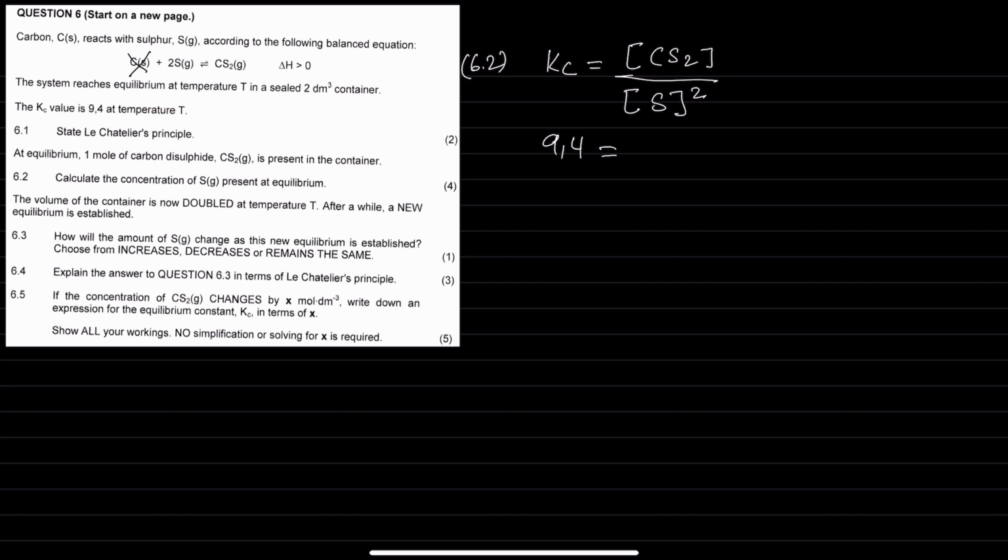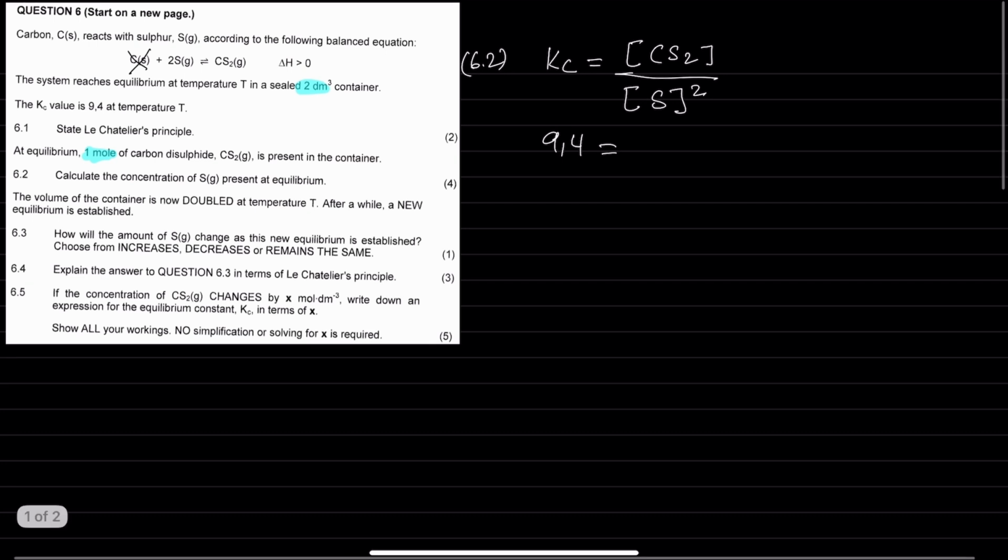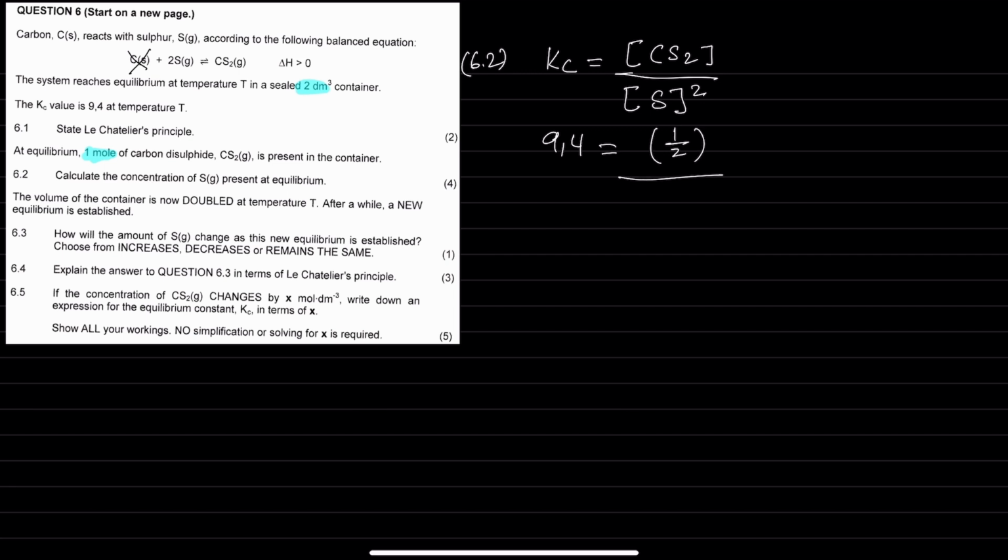That's equal to CS2. We've been given the number of moles and we know the volume. The volume is 2 and we know the number of moles is 1. So we can calculate the concentration, number of moles divided by volume. So 1 divided by 2, and then divided by S squared. So S is what we want, remember? So it's going to be the concentration of S squared. We then solve for the concentration of S.